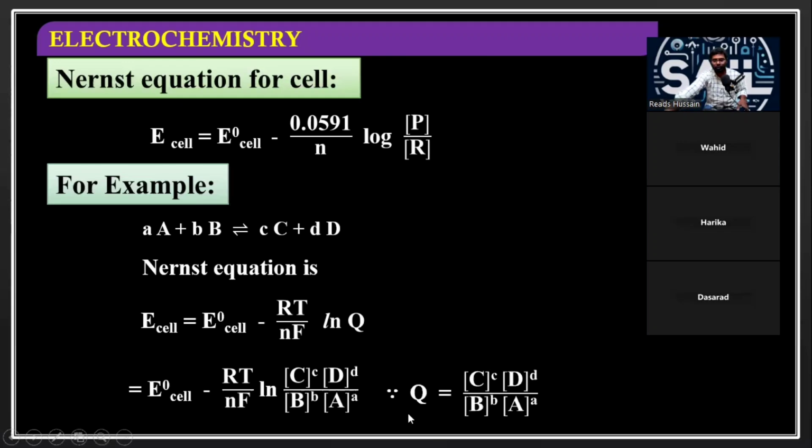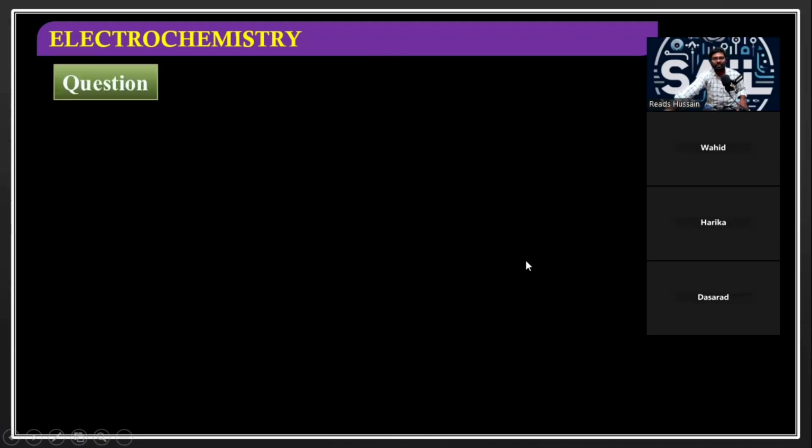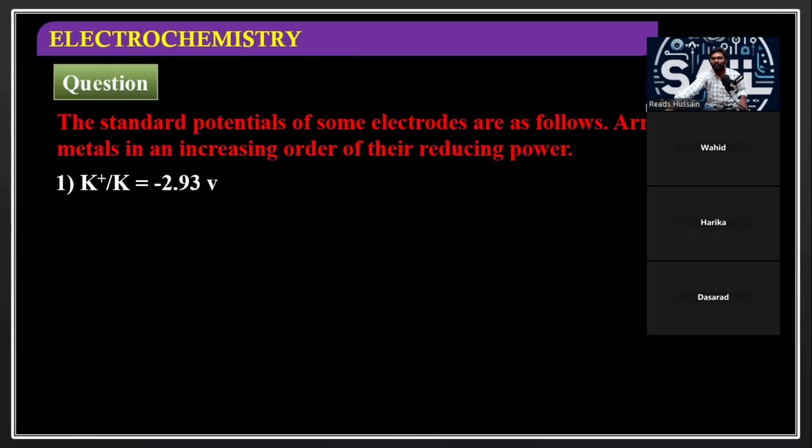Here, in the previous one, ln Q is taken. So Q is nothing but this one. It represents this part, the molar concentration of the products to the reactants. Okay, next, a small question is given here.